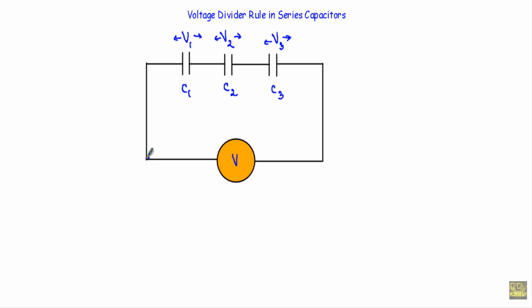Okay. Now, to calculate the voltage stored in each of the capacitors, at first I have to know the equivalent capacitance with respect to this terminal and this terminal. I will calculate the equivalent capacitance of this circuit, C equivalent. As the capacitances are connected in series, we will calculate the equivalent capacitance by using this formula: 1 by C EQ will be equal to 1 by C1 plus 1 by C2 plus 1 by C3.